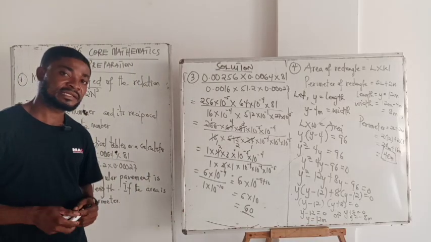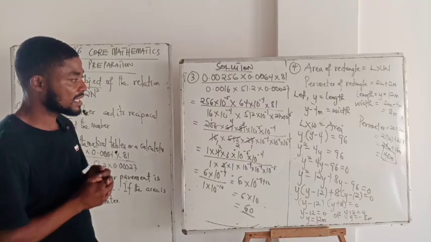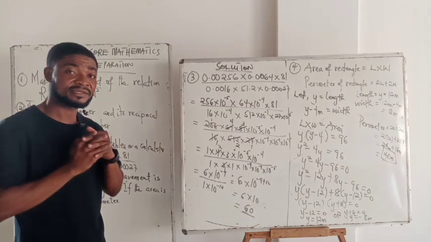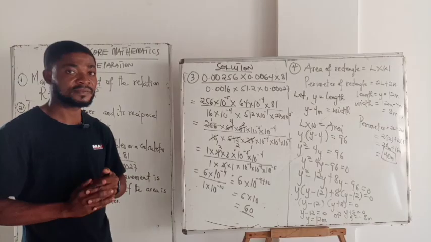So length is supposed to be in meters and not meters squared. So basically the perimeter is supposed to be in meters and not meters squared. The same applies to the length and the width. They are supposed to be in meters and not meters squared.